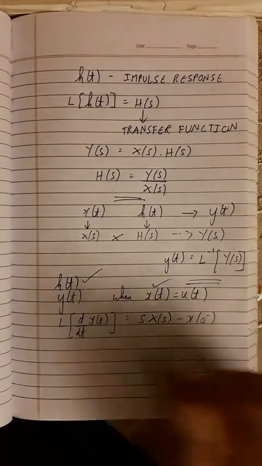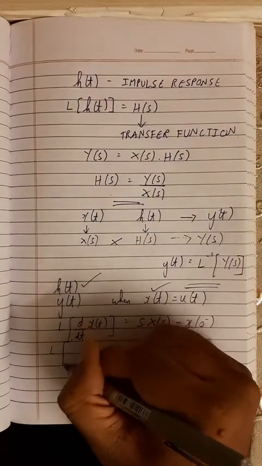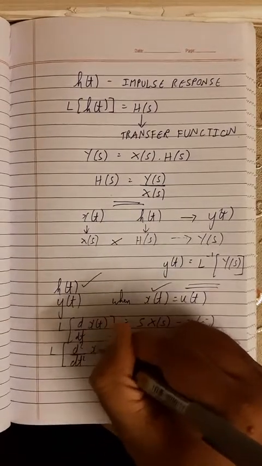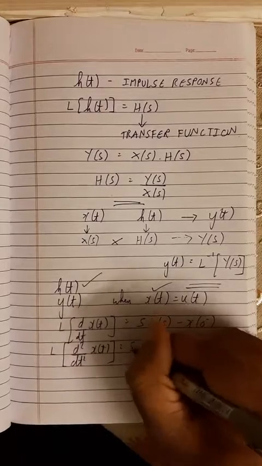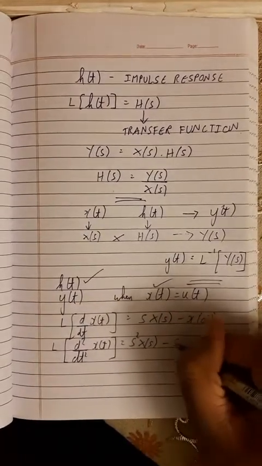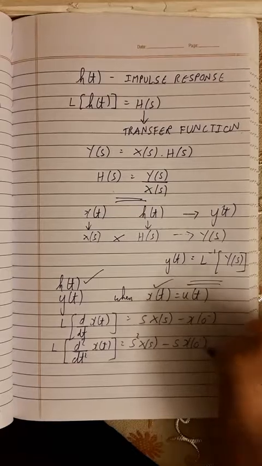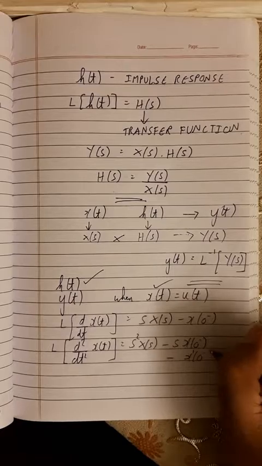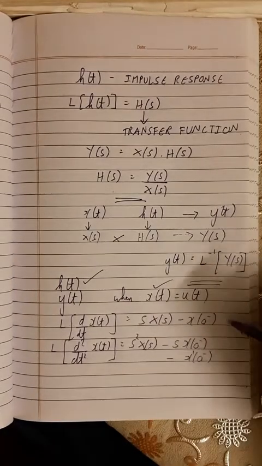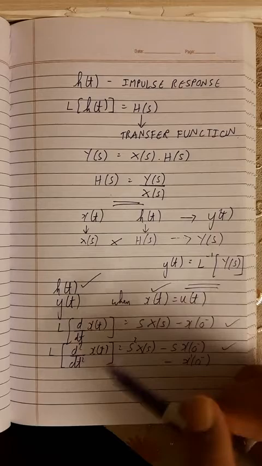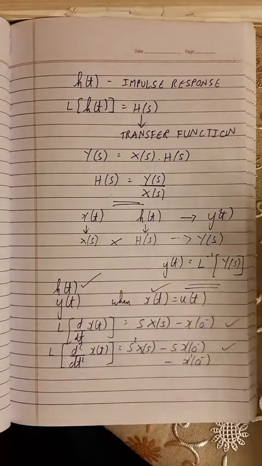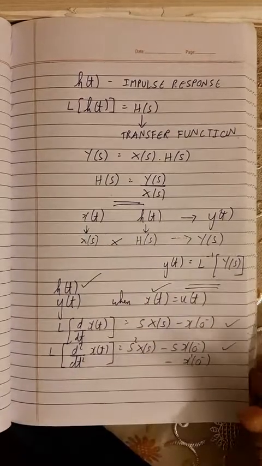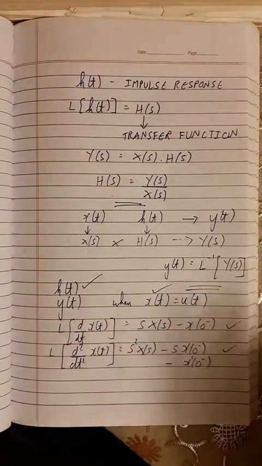Also, if the degree of the differential equation is 2, we write the Laplace transform of d square by dt square of x of t as s square x of s minus s into x of 0 minus x dash of 0 minus. By applying these two equations to the differential equation, we can convert it into a frequency domain equation, and from there we can find the solution.